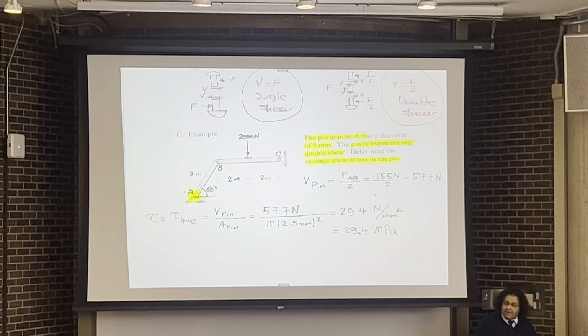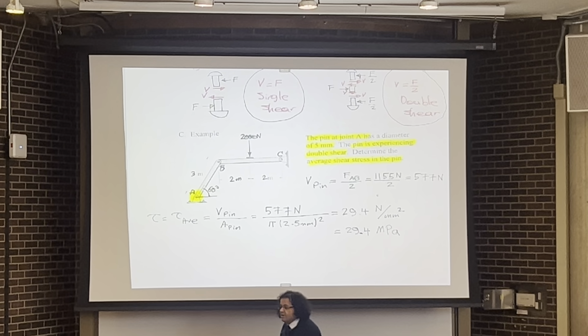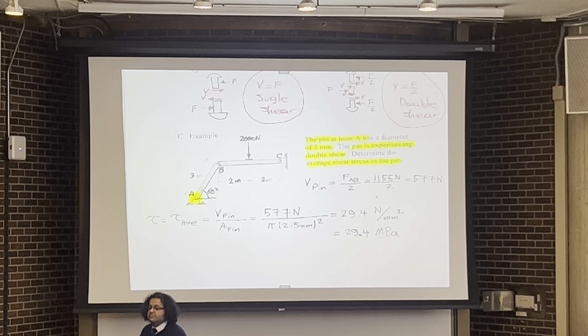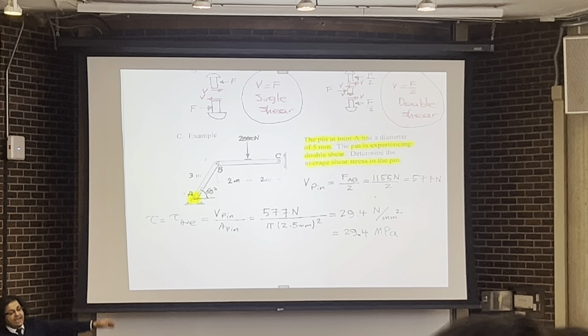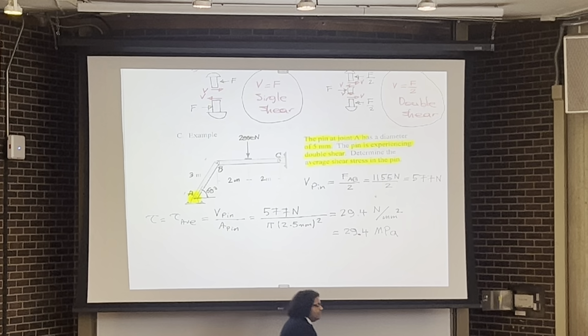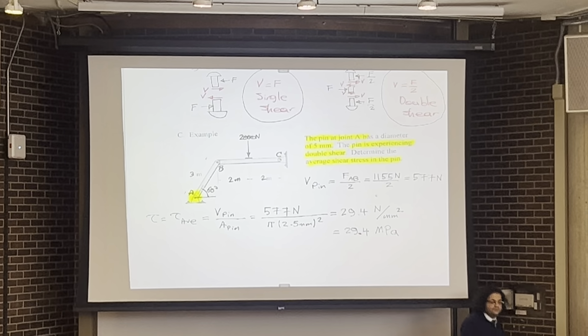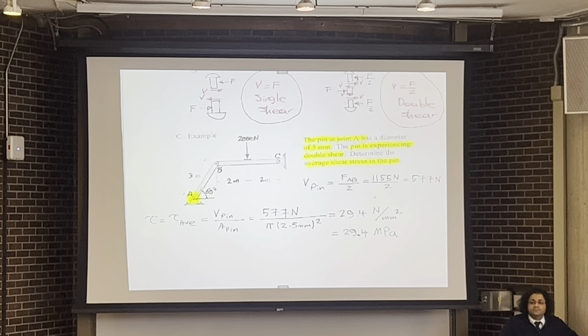This was one of the examples. So in this pin over here, we just assume that the shear stress is distributed uniformly, and this assumption is correct for all practical purposes. And this is the answer, 29.4 MPa of shear stress. Any question about this example? About double shear, single shear? Is that clear to everyone?